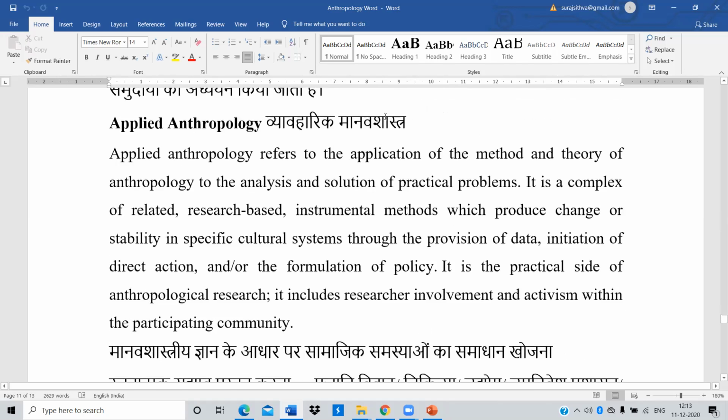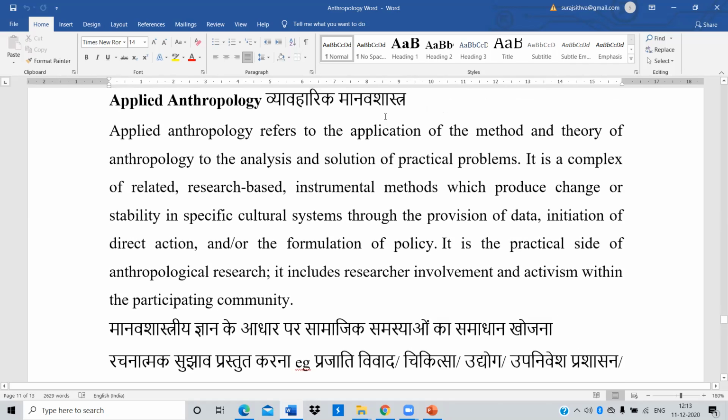Now lastly we have applied anthropology, meaning व्यवहारिक मानव शास्त्र. It refers to the application of the method and theory of anthropology to the analysis and solution of practical problems. It is a complex of related research-based instrumental methods which produce change or stability in a specific cultural system through the provision of data, initiation of direct action, and or formulation of policy. It is the practical side of anthropological research. It includes researcher involvement and activism within the participating community.